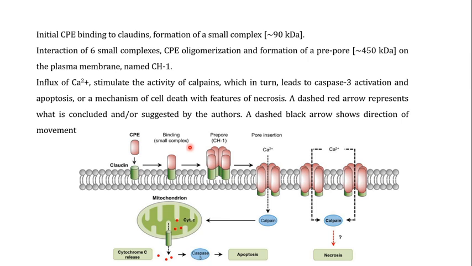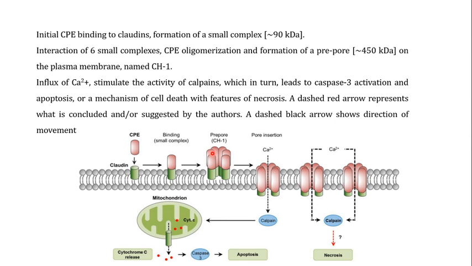Now when they make these small complexes, 6 of these small complexes combine with each other and make an oligomeric structure. This oligomeric structure is known as the pre-pore, and it is also known as the CH1. The molecular weight of this pre-pore is 450 kilodalton, because you are combining 6 of these small complexes with each other.